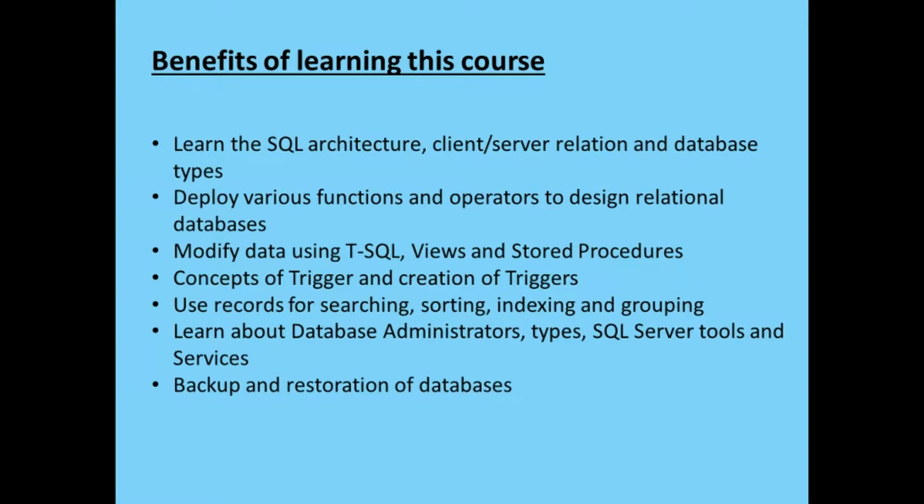Before starting about SQL, I'm going to explain to you about database. Remember that database is the backbone of any software application. And there are different types of databases out there. But the most popular database is the relational database. So in this course, you are going to learn about relational database.